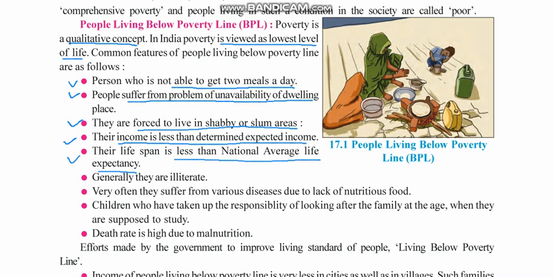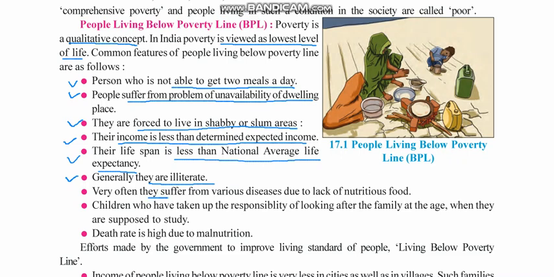Next, generally they are illiterate. Most of the time they are illiterate. They have not studied. Why have they not studied? Because they are usually involved in activities such that they don't get time to study, and they don't let their children study, because they are usually involved in begging or working at different stalls, chai stalls, and all other places, and that's why they are usually illiterate. So illiteracy is also one of the reasons for poverty.